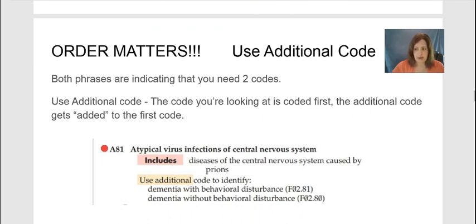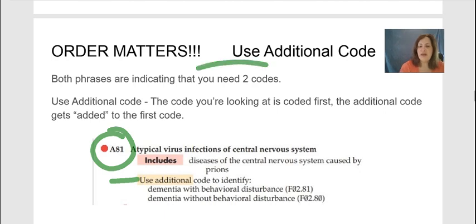Order matters. When a patient has more than one diagnosis, the order you put them down in matters. End of story. If there's 2 codes and you write them in the wrong order, you are wrong. That's it. Okay? So let's talk about how you know what the right order is. Sometimes you will look up a code and it will tell you to use an additional code. Okay? Additional code means that you need 2 codes.